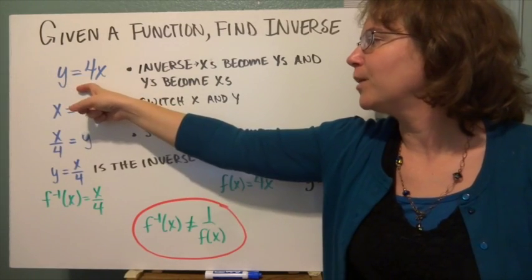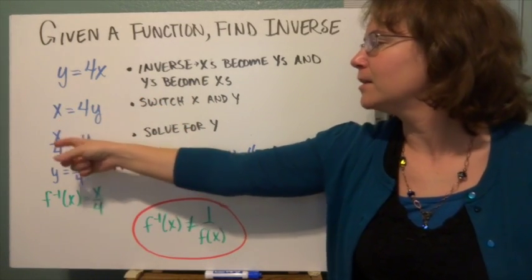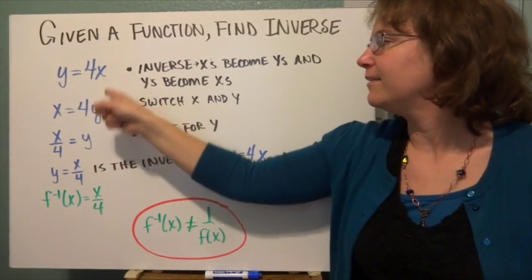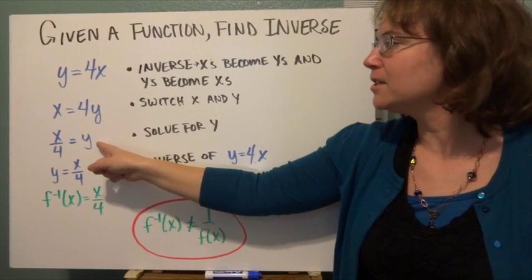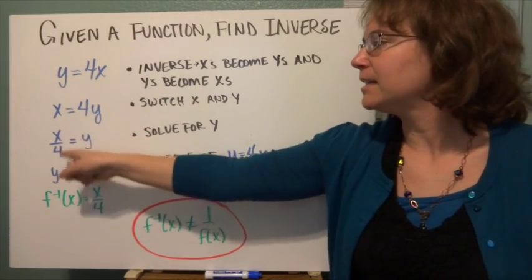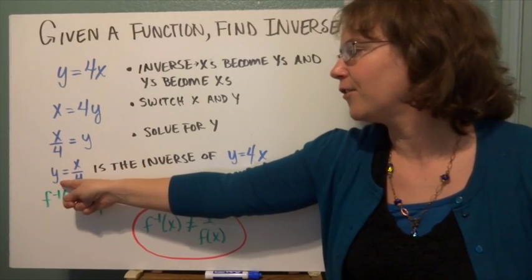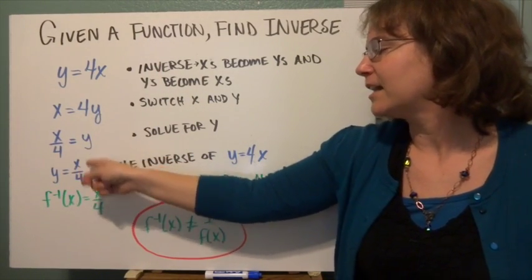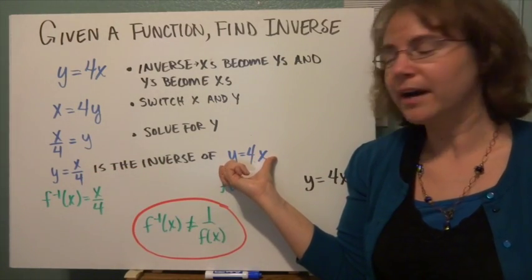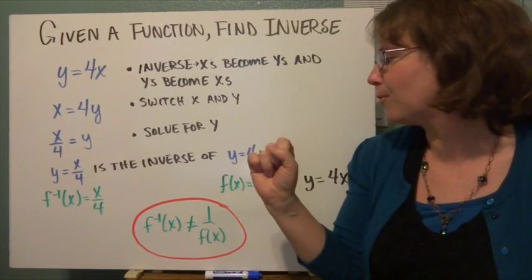So here's my original one. Switch my x and y and solve for y. Instead of y, here I have an x, and instead of x, here I have a y. Then I'm going to solve for y by dividing both sides by 4. So I have y equals x over 4. That's the inverse of my y equals 4x: switching those x's and y's and then solving for y.